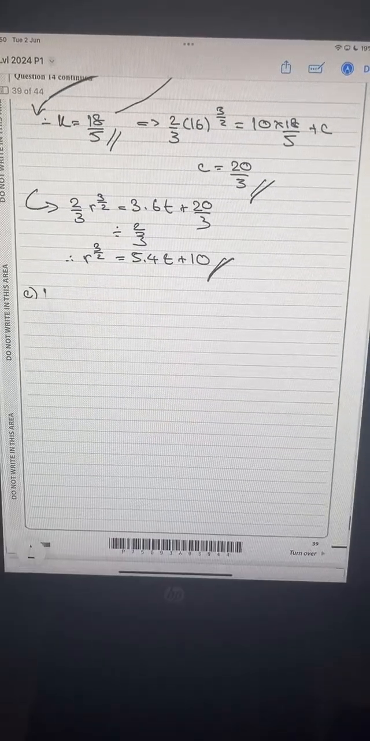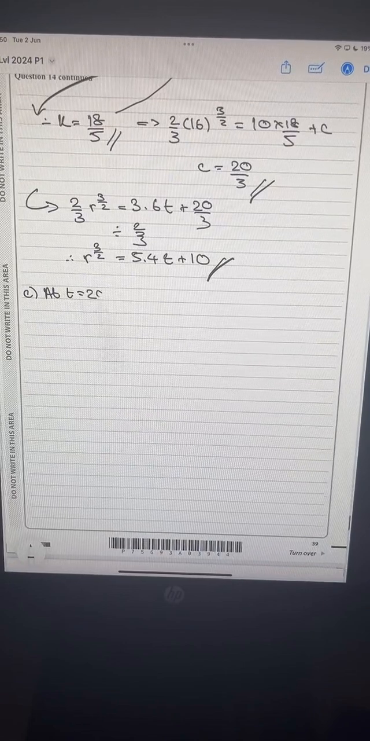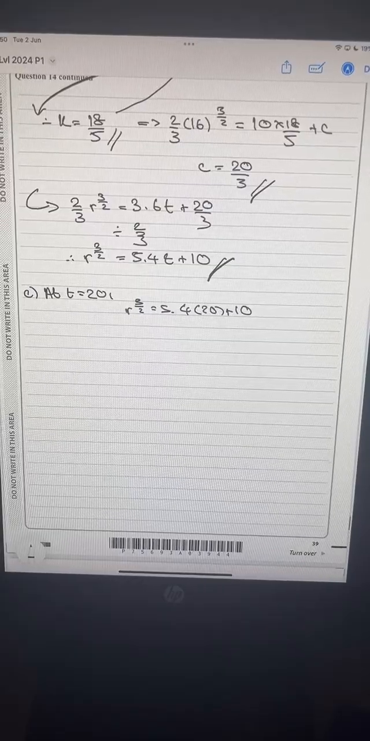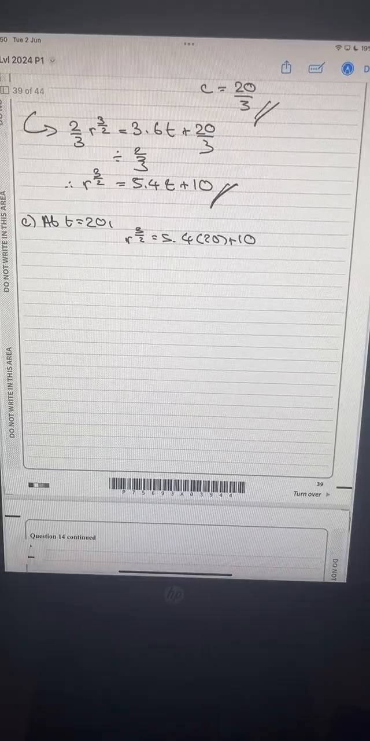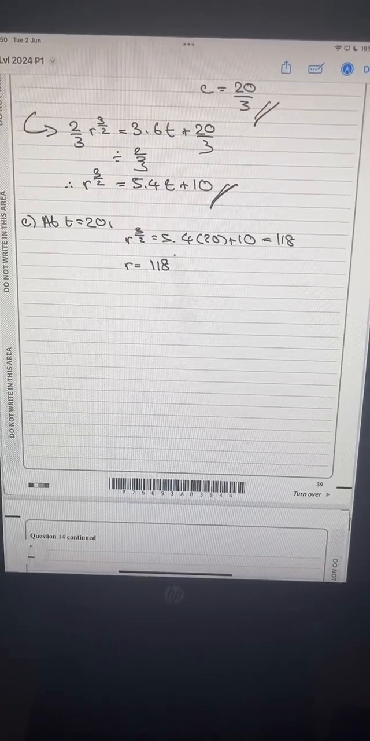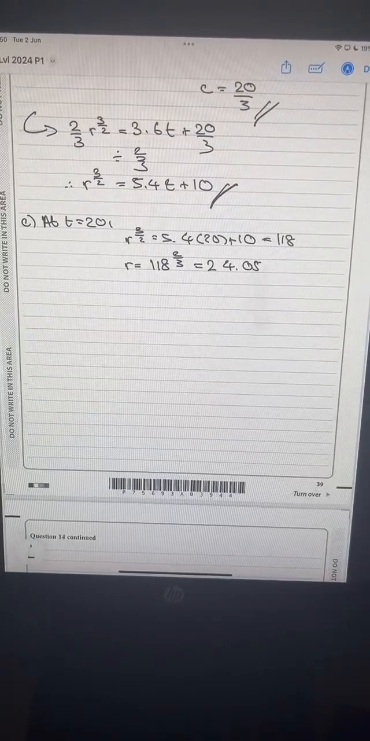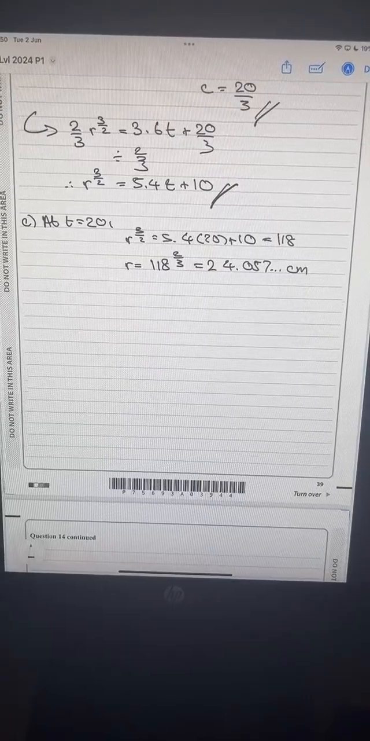So for C, at t equals 20, r to the 3 over 2 is equal to 5.4 times 20 plus 10. Even if you can't do part B, you can do part C because they give the answer to part B there. So that is going to be equal to 118. So r is going to be equal to 118 to the power of 2/3 because you square both sides and you cube root both sides. So that's equal to 24.057 blah blah blah centimeters.